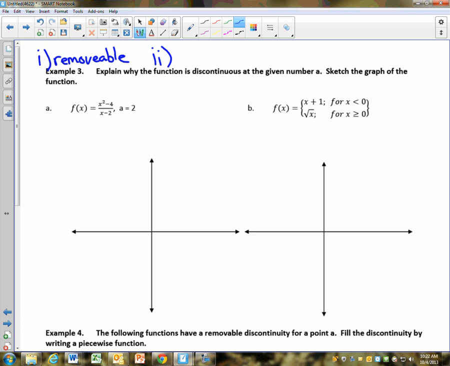The second type of discontinuity is called a jump. And the third type of discontinuity is called an infinite discontinuity. What's that? Yep, vertical asymptotes. Exactly. So we'll see 2 of them here.